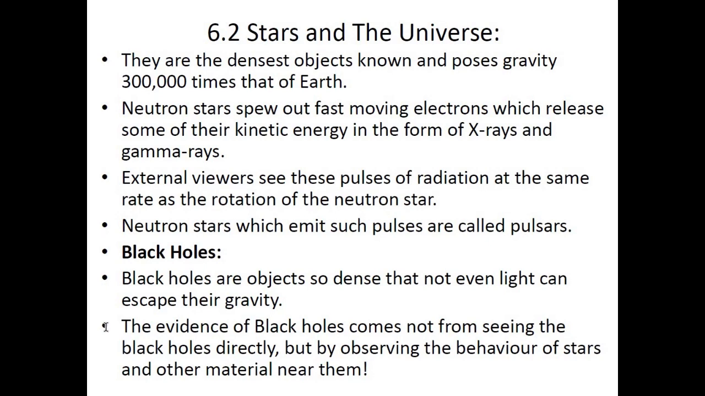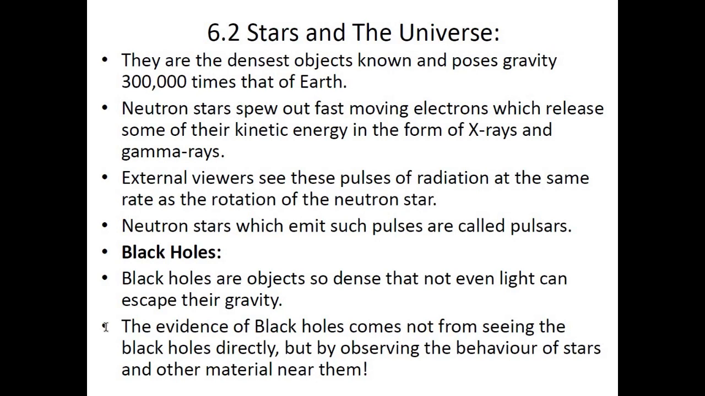Neutron stars spew out fast-moving electrons, which release some of their kinetic energy in the form of X-rays and gamma rays. External viewers see these pulses of radiation at the same rate as the rotation of the neutron star, and those neutron stars which emit such pulses of X-rays and gamma rays are also known as pulsars.